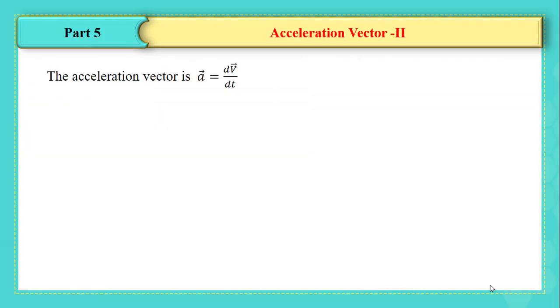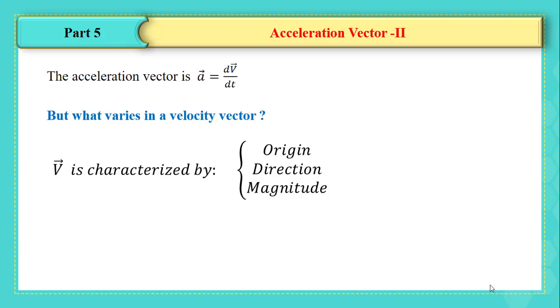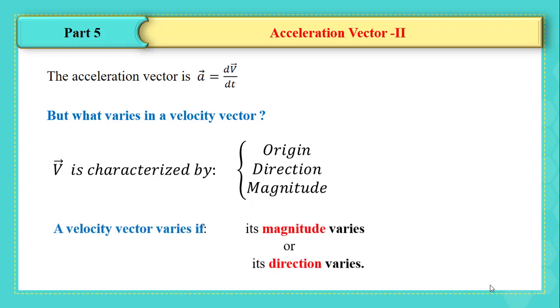We have seen that the acceleration vector is the rate of change of the velocity vector with respect to time. But what varies in a velocity vector? In general, a vector is characterized by its origin, direction, and magnitude. The vector varies if its direction or magnitude varies. Consequently, a velocity vector varies if its magnitude varies or its direction varies.